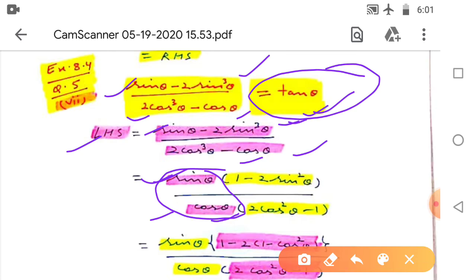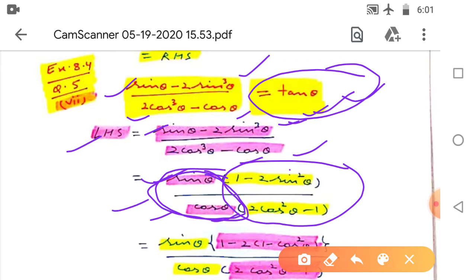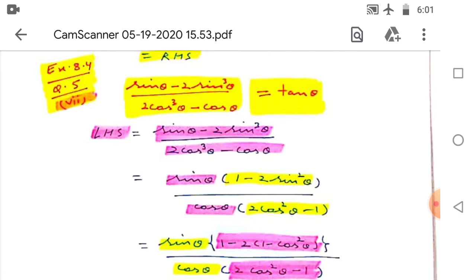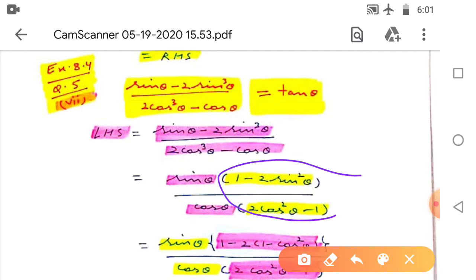Sin theta upon cos theta is tan theta. So nothing, keep it as it is. Okay, now we are left with this. So this upon this should be 1. Only then we are able to prove that it is equal to tan theta, because we have already got sin theta upon cos theta, that is tan theta. Now we have to do something with what? We have to do something with this.